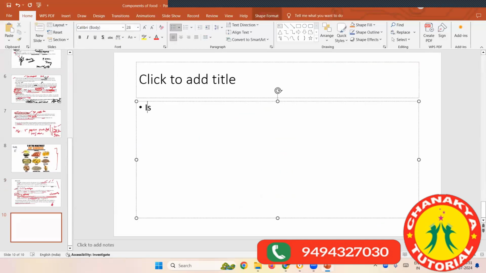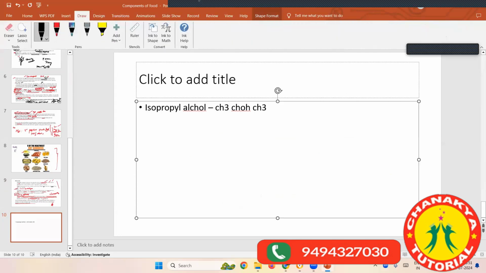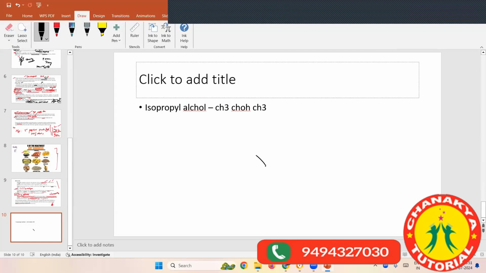So it will be for isopropyl alcohol: CH3, CHOH, then CH3 again. The alkyl group, OH group. And you will have a diagram also for this.